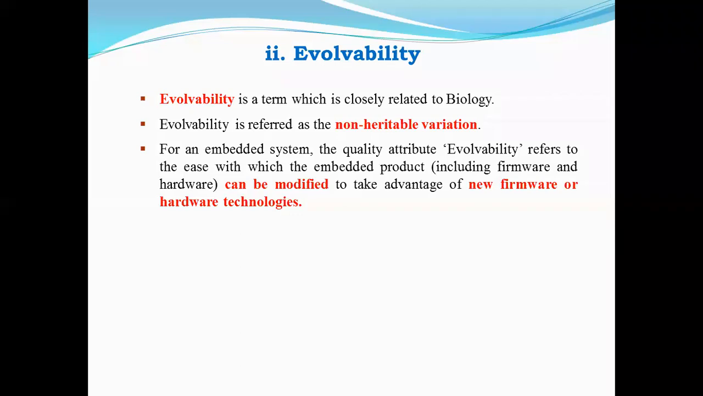The same applies to hardware technologies. With new sensors, some changes in the design may come into the picture. The embedded system you have designed should be able to adapt to the new hardware technology as well as the software. That is evolvability. You also have to take this into consideration when launching your product in the market. It comes under the non-operational quality attributes.